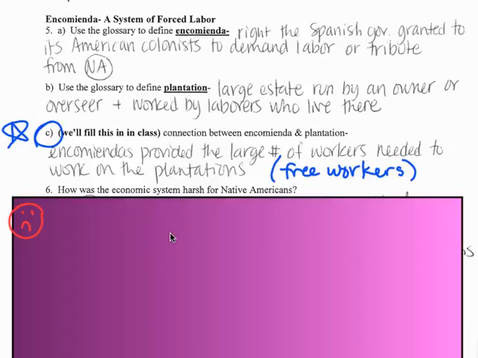Fill in part 5C. By having the encomienda, that allowed the Spanish to get the large number of workers they needed for the plantations, and they're free. And you know that if you don't pay your workers, you make a bigger profit.